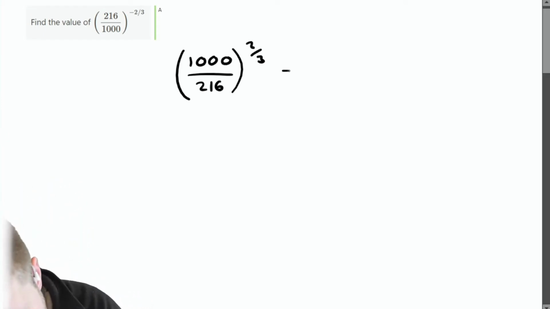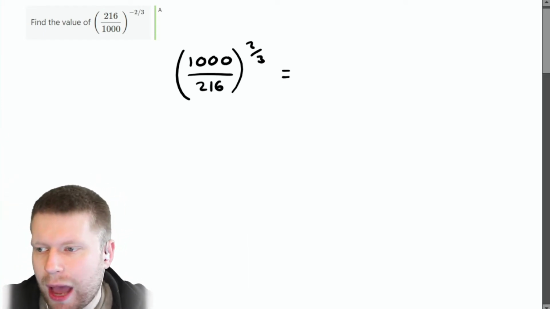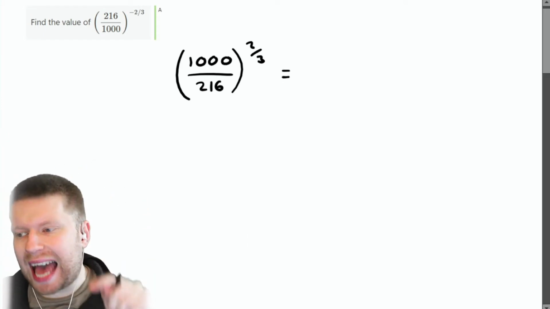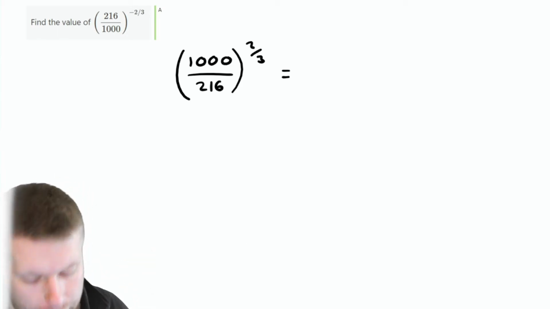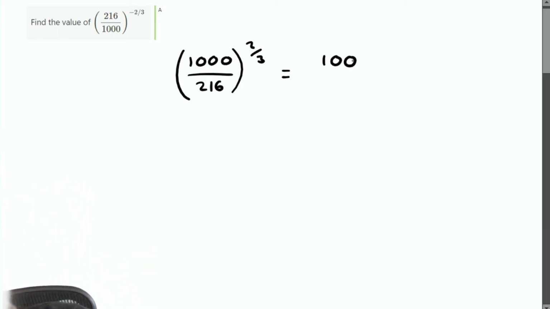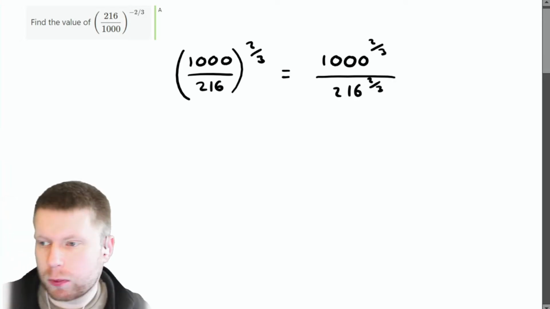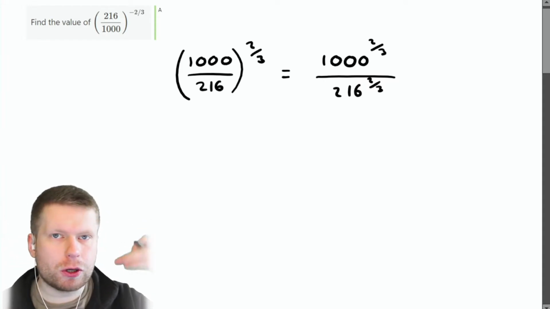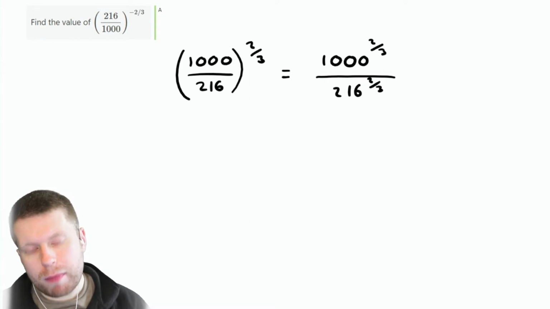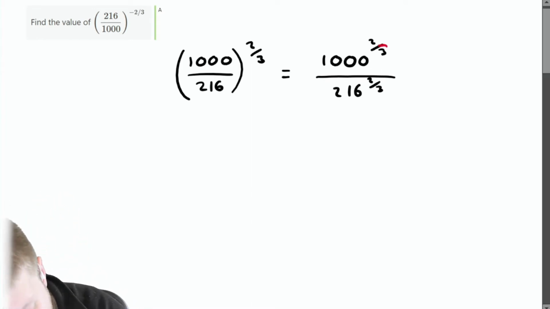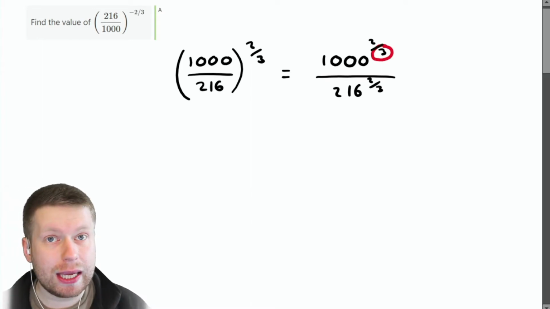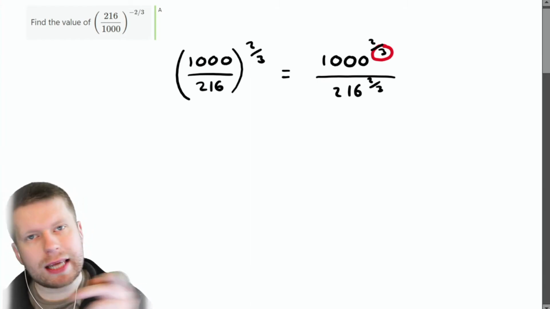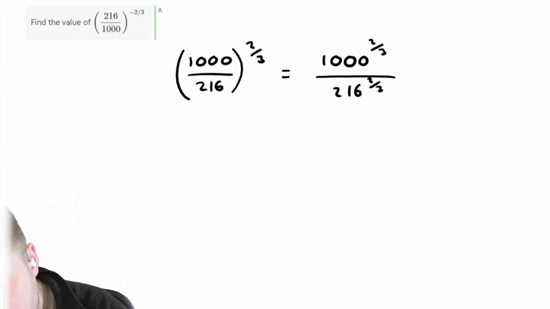All right, now because I have a fraction raised to a power, it just means that both the numerator and denominator get raised to that power. So I have 1000 to the 2/3 over 216 to the 2/3. Okay. Now, because I have a fractional power on both the numerator and denominator, just remember the fractional power just means that that denominator, in this case 3 in both cases, climbs down to become a root. So in this case it's going to become a cube root.